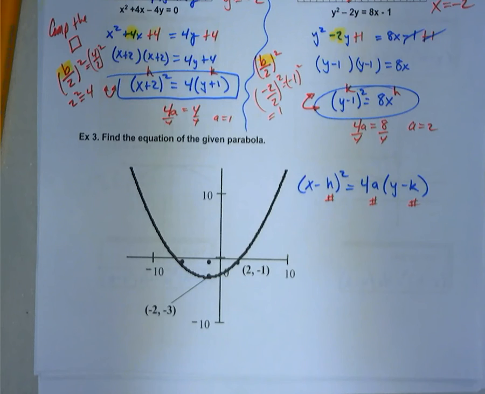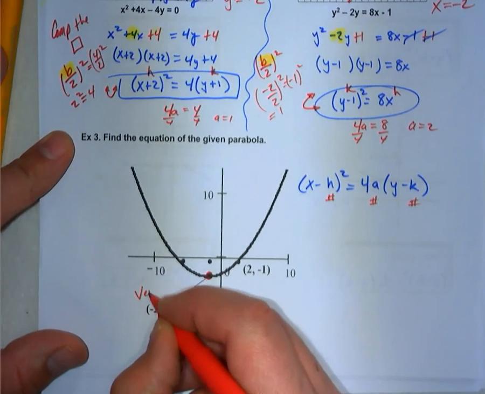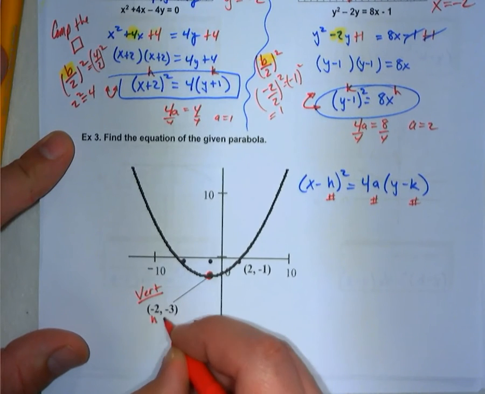Okay, so when I take a look, did they give us h and k, or the vertex? You see the vertex? You guys see that? This is the vertex right here. That's our vertex. This is our h. This is our k.